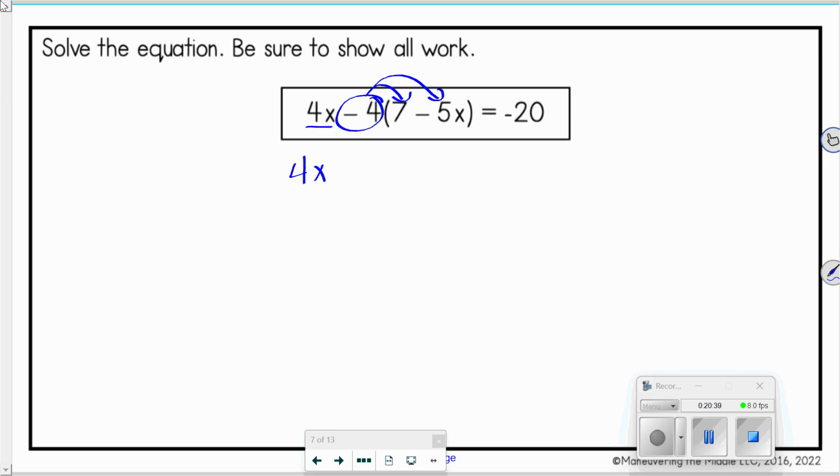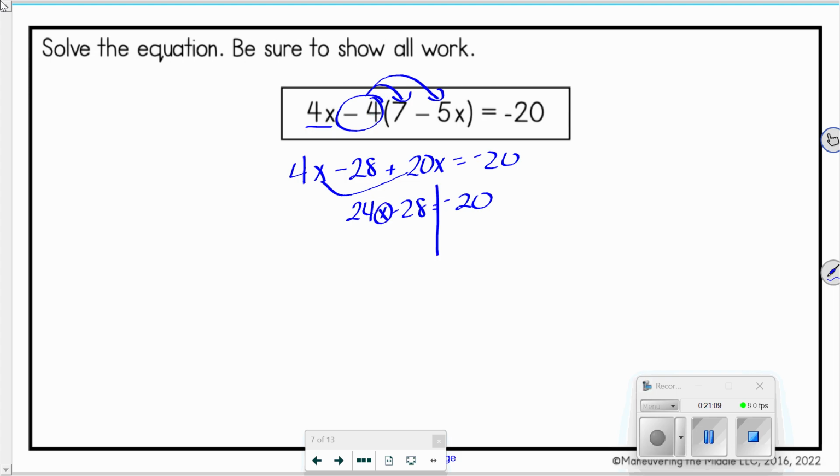-4 times 7. Do the math first. 4 times 7 is 28. Negative times positive. They hate each other. That's going to be minus. Then I have a -4 times a -5. That's going to be 4 times 5 is 20. Negative times negative means they love each other, so it's positive, and that is an x term, equals -20. Doing our combining, we've got 20 and 4, so that becomes 24x minus 28 equals a -20.